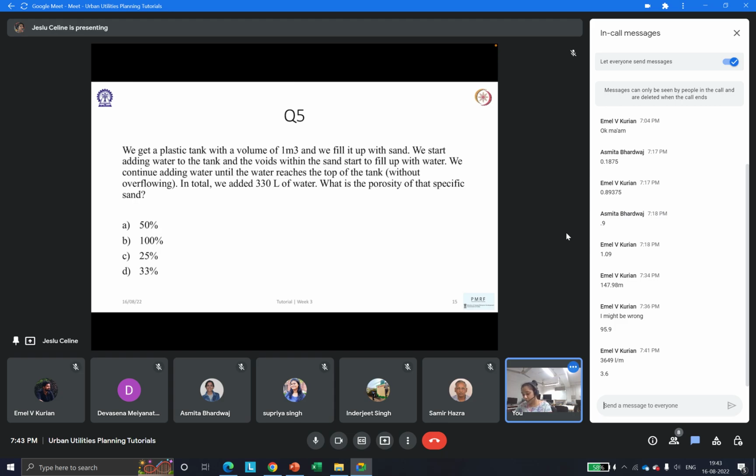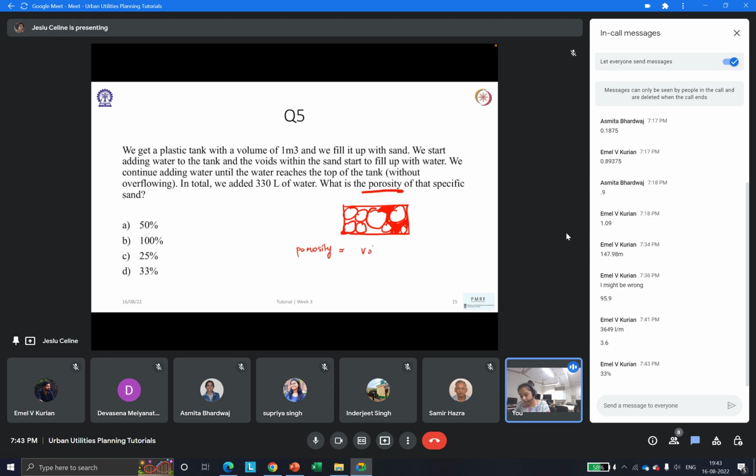We have already learned in theory what porosity means. Porosity basically means how much void is there. So if this is the composition, then the volume of void, how much void is there in a particular substance, is what is known as porosity. We have also learned the formula: porosity is the volume of void divided by the total volume.